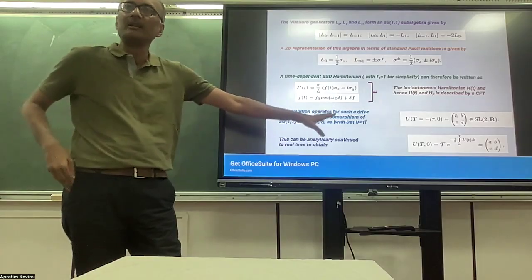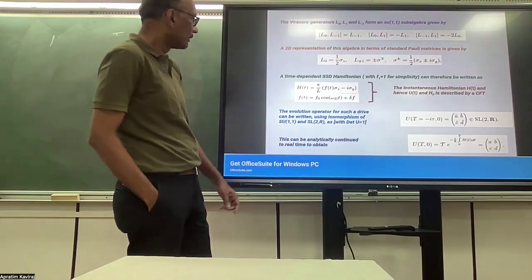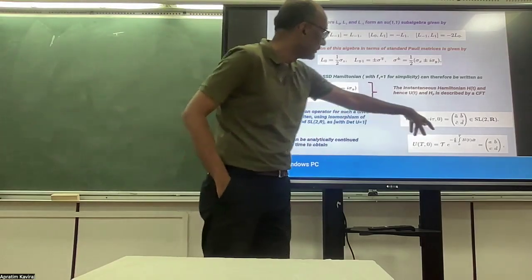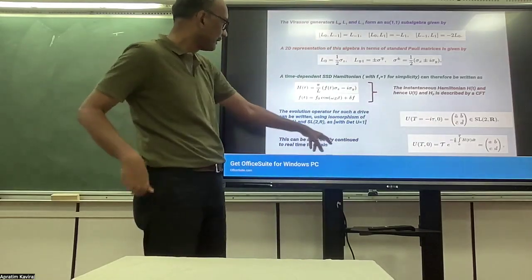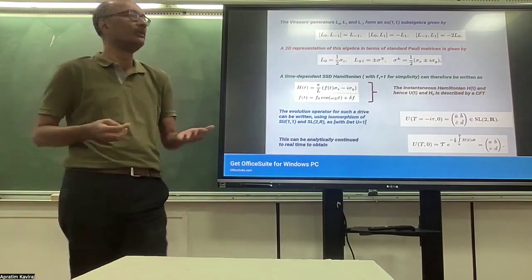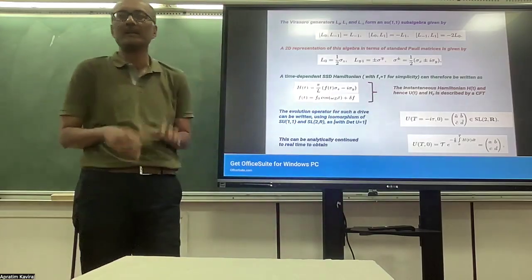Let me just do this, and then one can probably see this more clearly. Okay, so the evolution operator can be written in the following form. And this then can be analytically continued to real time. So every time we are going to do this, we work in imaginary time and then analytically continue to real time at the end of the calculation.